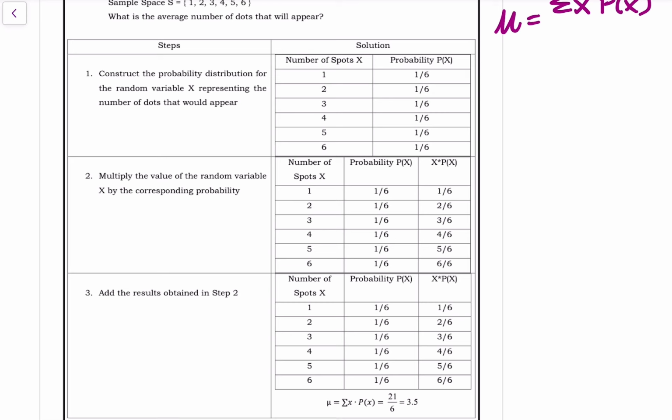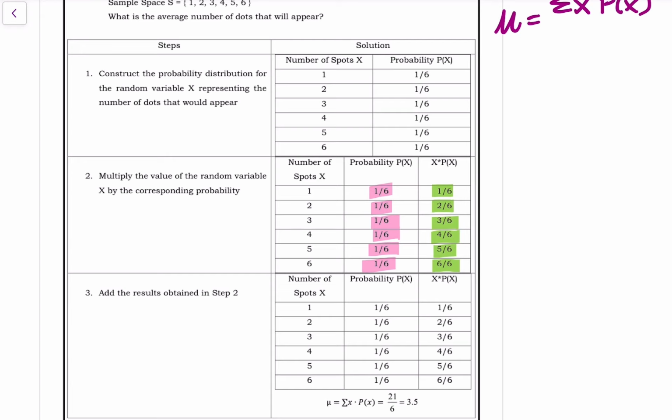Here, we've got 1, 2, 3, 4, 5, 6 number of spots. We've got the probability 1 over 6 for all. And then, we just need to multiply on the next column. So, we have 1 times 1 over 6, 1 over 6. 2 times 1 over 6, 2 over 6. 3 times 1 over 6, 3 over 6. 4 times 1 over 6, that is 4 over 6. And then, 5 over 6, then 6 over 6.